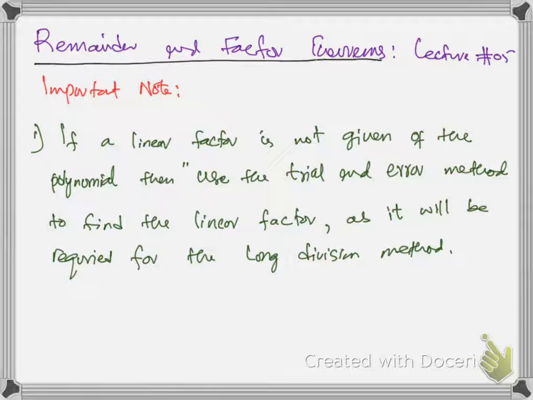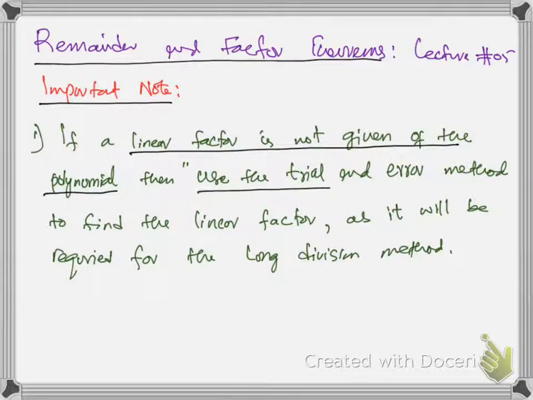Remainder and factor theorems. Lecture number 5. Important notes. Number 1. If a linear factor is not given of the polynomial, then use the trial and error method to find the linear factor, as it will be required for the long division method. Whenever we use long division, we must have at least a linear factor of the polynomial.